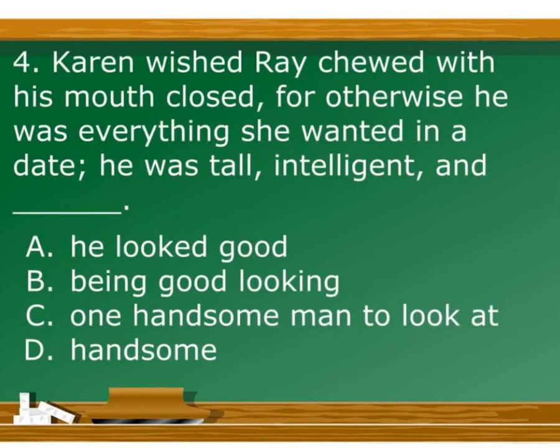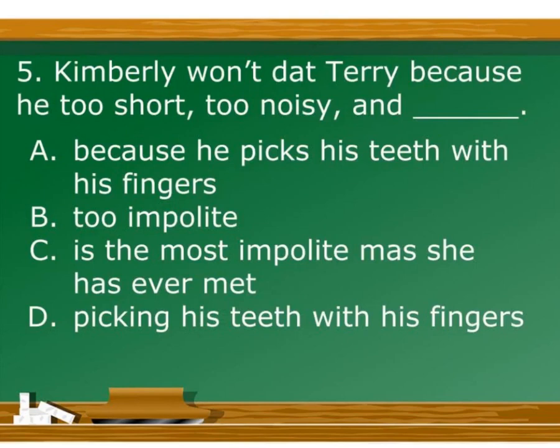The next statement. Karen wished Ray chewed with his mouth closed, for otherwise he was everything she wanted in a date. He was tall, intelligent, and blank. A. He looked good. B. Being good looking. C. One handsome man to look at. Or letter D. Handsome.